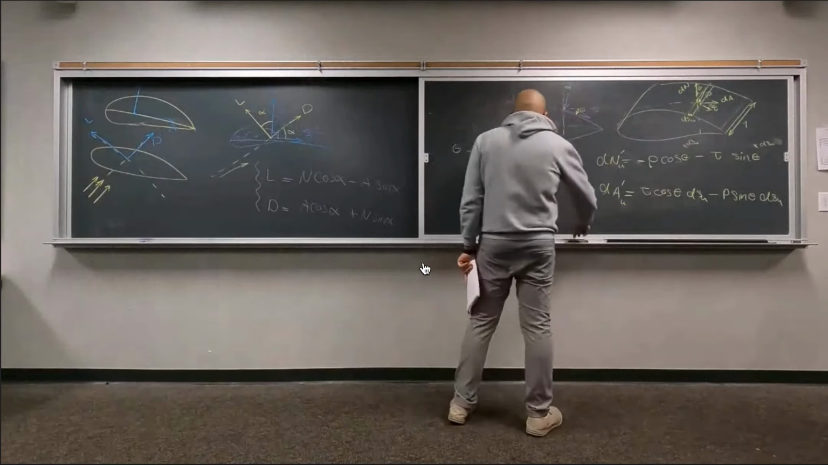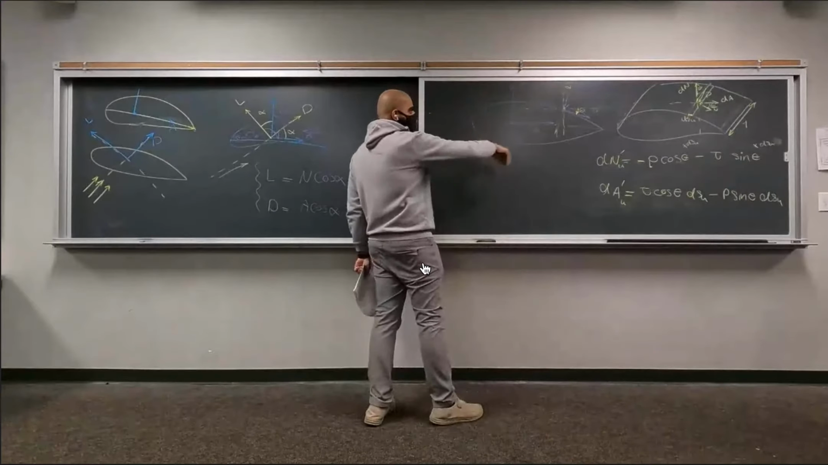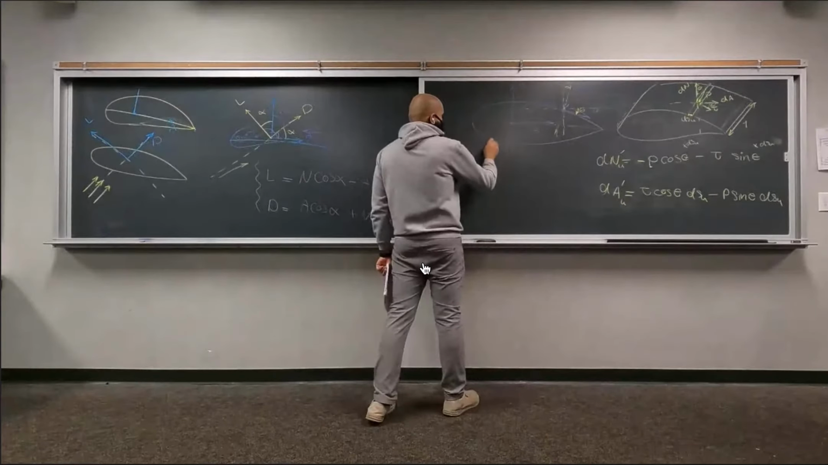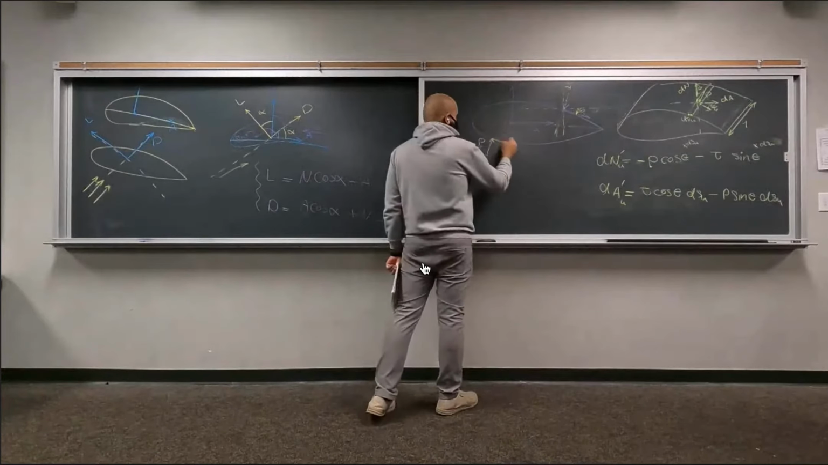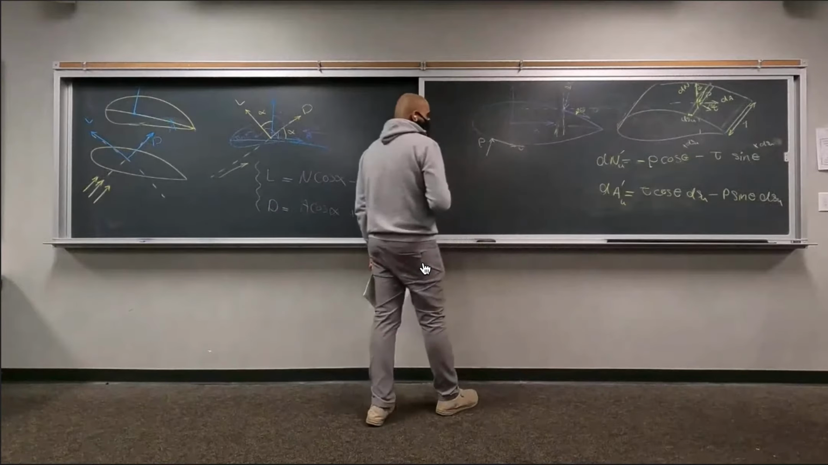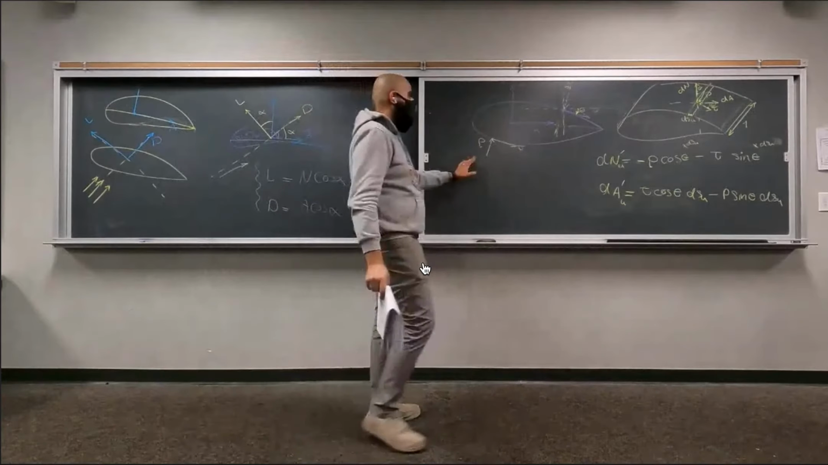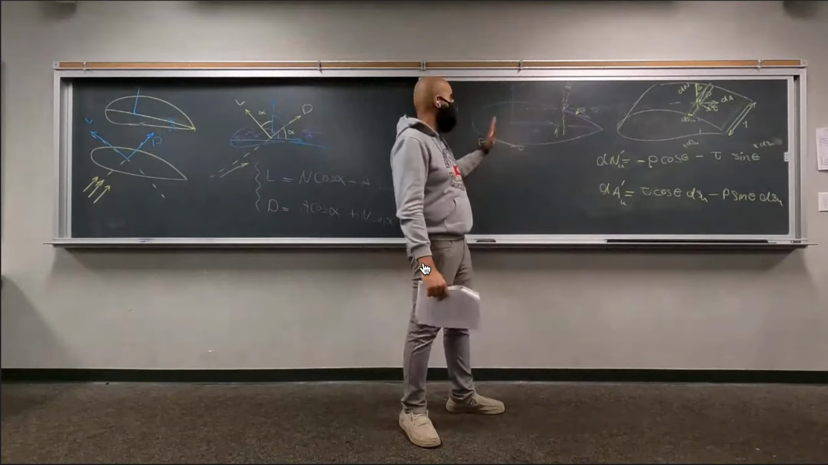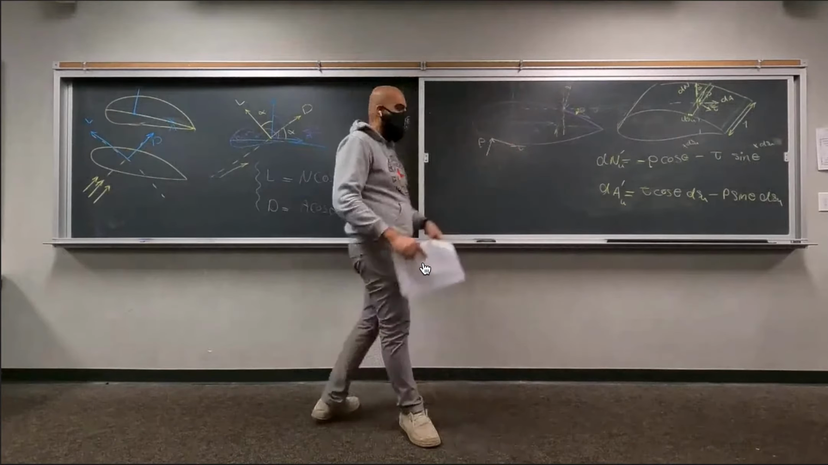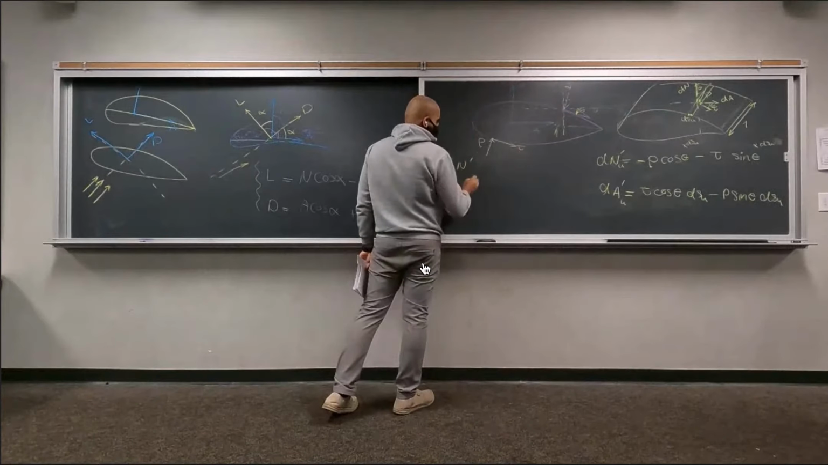Okay, so let's do the same analysis, the exact same analysis, this time for the lower surface, right? What do we have for the lower surface? We have P in the other direction, and then we have tau in the same direction. So the main difference between the lower and upper surface is the direction of pressure. So this time pressure is in the same direction as your normal force. So who wants to give me dN prime for the lower surface?